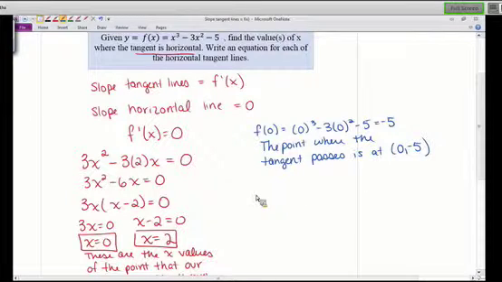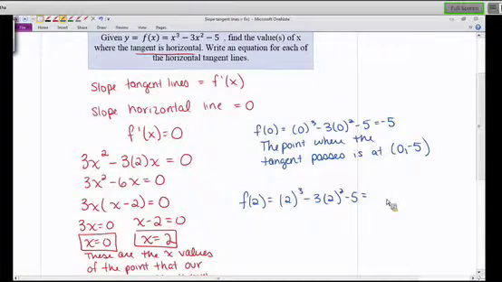Now we're going to do the same thing when x is 2. So substituting in 2: 2 to the third power is 8. 2 squared is 4, and 4 times 3 is 12. Then minus 5. So we get our y value to be negative 9. Therefore, the point that the tangent passes through will be 2, negative 9.